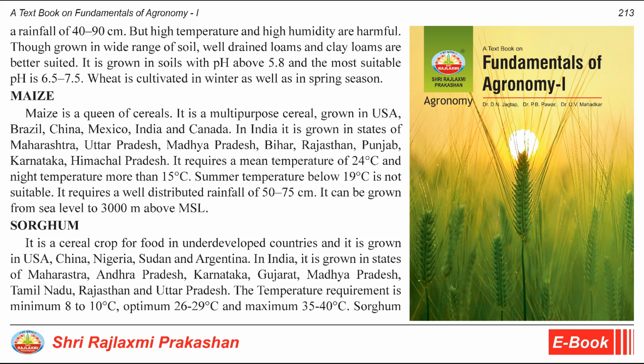Sorghum. It is a cereal crop for food in underdeveloped countries and it is grown in USA, China, Nigeria, Sudan and Argentina. In India, it is grown in the states of Maharashtra, Andhra Pradesh, Karnataka, Gujarat, Madhya Pradesh, Tamil Nadu, Rajasthan and Uttar Pradesh. The temperature requirement is minimum 8 to 10 degrees Celsius, optimum 26 to 29 degrees Celsius and maximum 35 to 40 degrees Celsius.